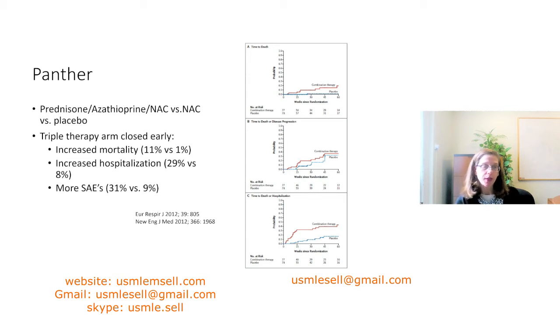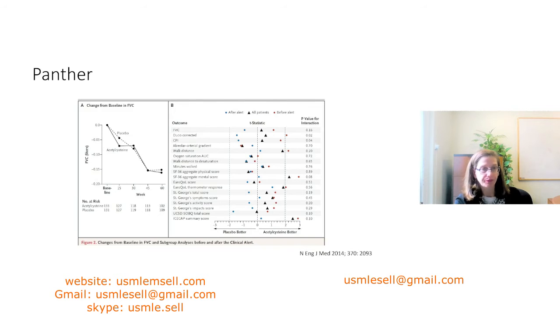And what they found was that the triple therapy arm actually had to close early because of a significant increase in mortality and hospitalization. And that suggested to us that immune suppression was not only not helpful, but potentially detrimental. And again, in the NAC arm, there was no difference in terms of outcome versus placebo. So that demonstrated that also was not harmful, but was not beneficial. And here you can see in Panther that there was really no benefit to NAC in terms of any of the primary outcomes that they were looking at.